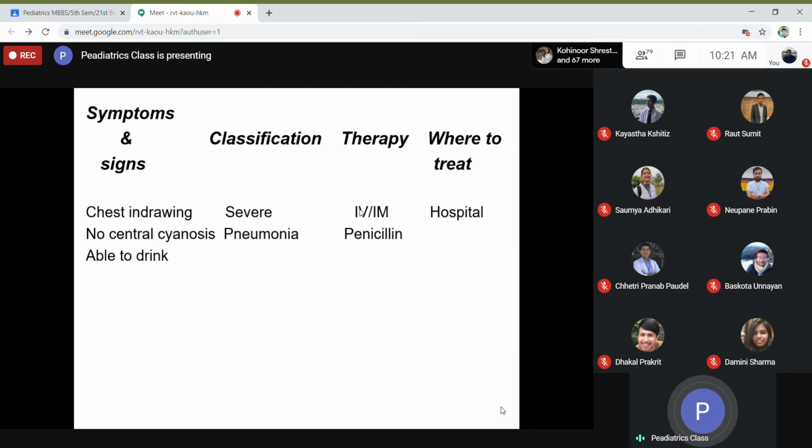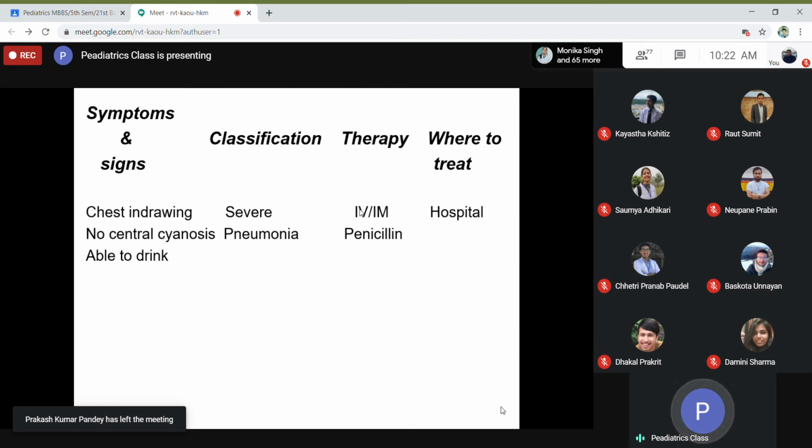The child is having cough, and fast breathing, that is tachypnea, according to the respiratory rate for below 2 months, 2 months to 12 months, and 12 months to 5 years. If it is above that range, that is tachypnea. The child is having cough and tachypnea. There is chest indrawing, but there is no central cyanosis.